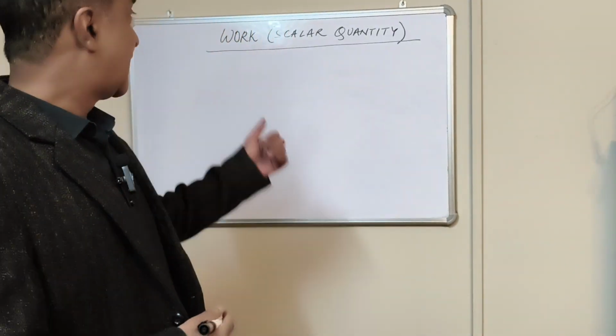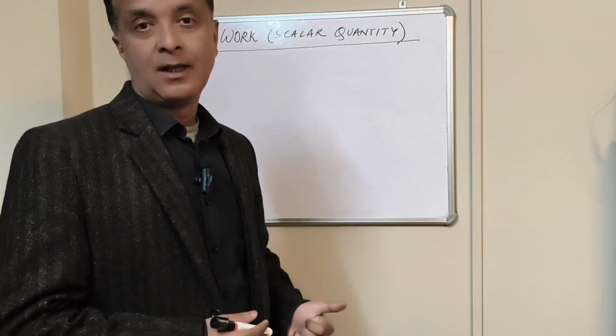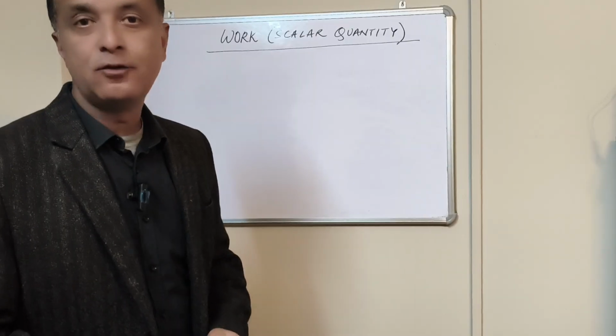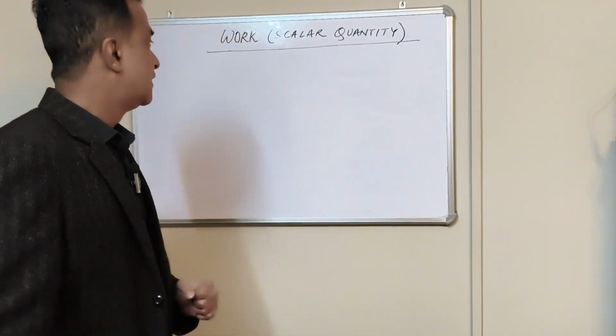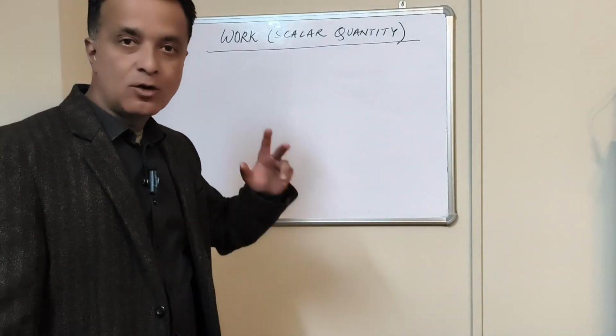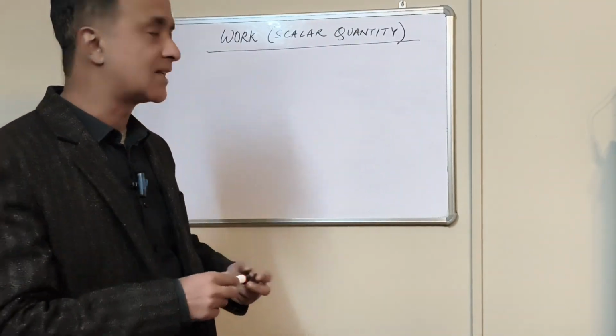In this video, we are going to try and understand the term work, which is a scalar quantity, its units, and the derivation for the general expression for work. Now to begin with, first of all, in physics, work is said to be done when a force applied on a body produces a displacement. That means the body has to move.